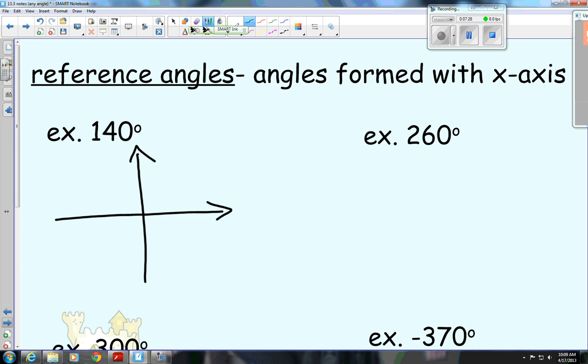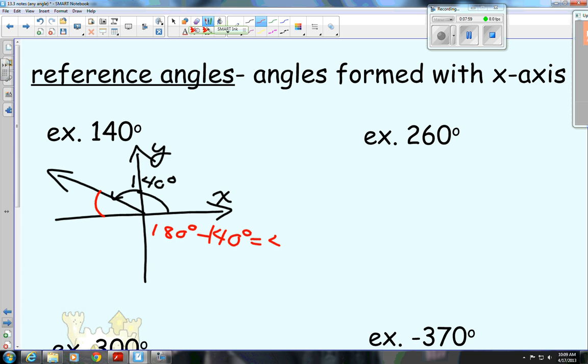So what I'm going to do is draw a picture. Here's my axes, x and y. 140 degrees. What quadrant does that land in? That'd be in quadrant 2, because it's more than 90, but less than 180. Okay, so it's going to be right here. This is 140 degrees. You always form the reference angle with the x-axis. So if I went all the way over there, it'd be 180. So to find that reference angle, I'm going to say 180 minus 140 gives me 40 degrees.